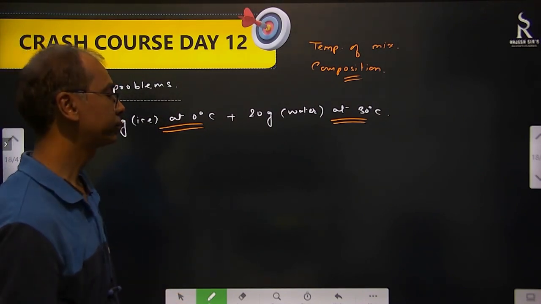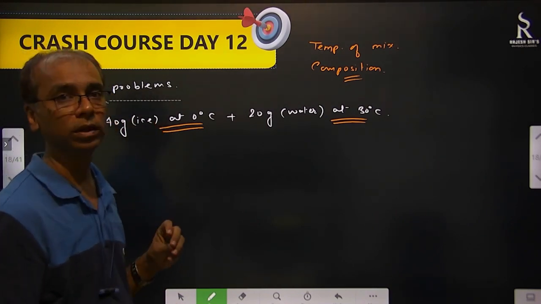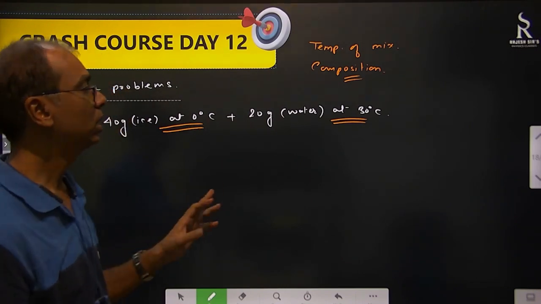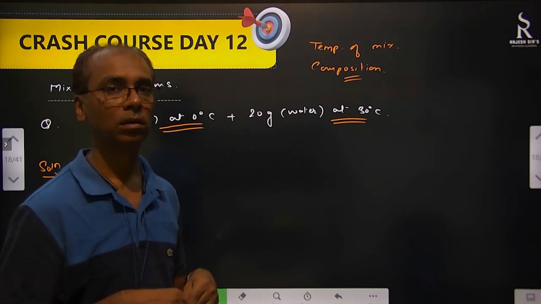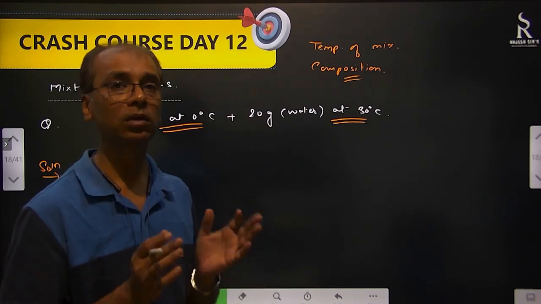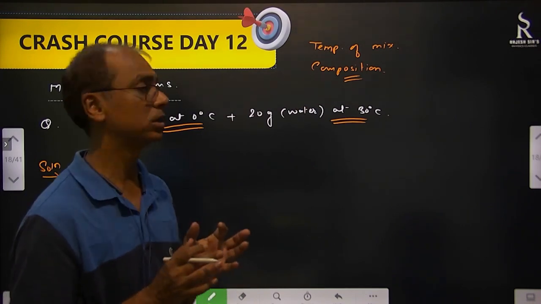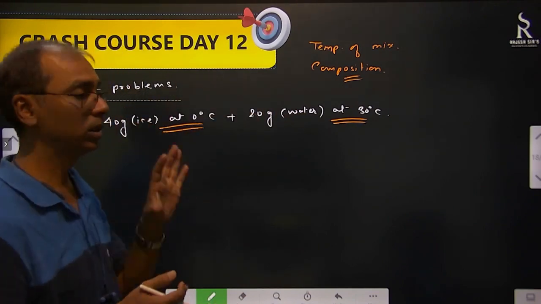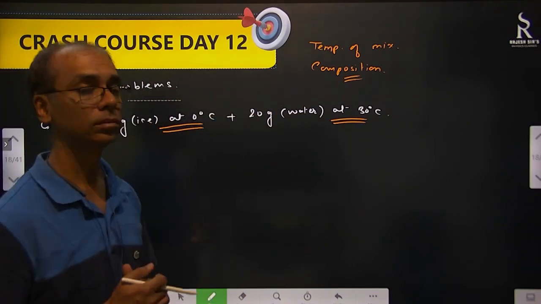Any amount of heat is given. Now, the question is, who is going to give heat? Here its temperature is 0 and here its temperature is 30, and both are mixed. We all know that heat moves from higher temperature to lower temperature. Whose temperature is higher? So water is going to give heat to ice, and the ice is going to melt.